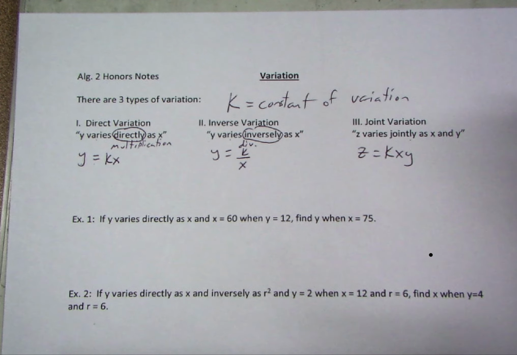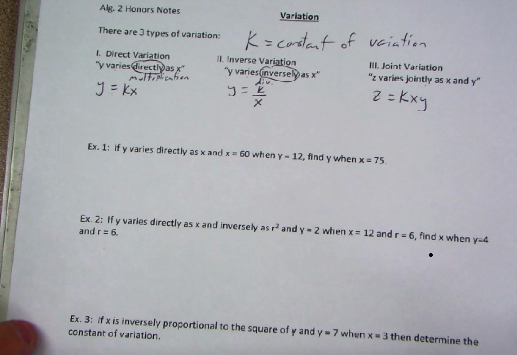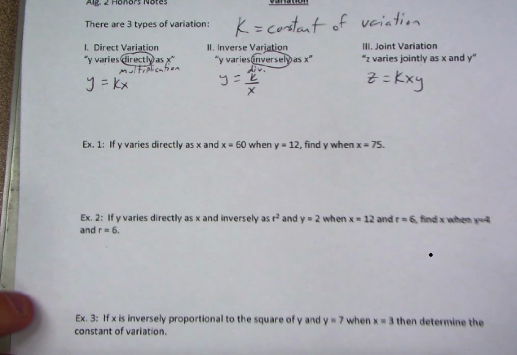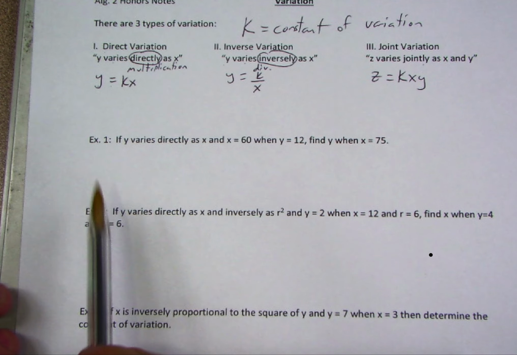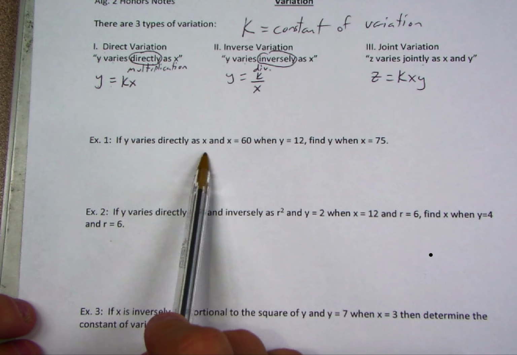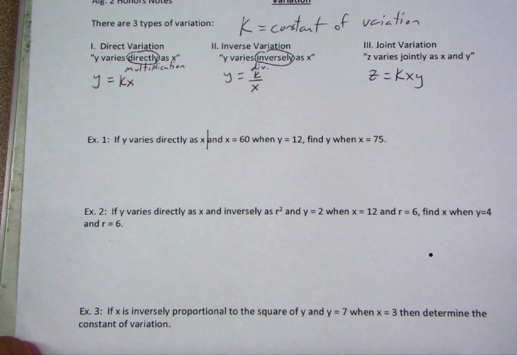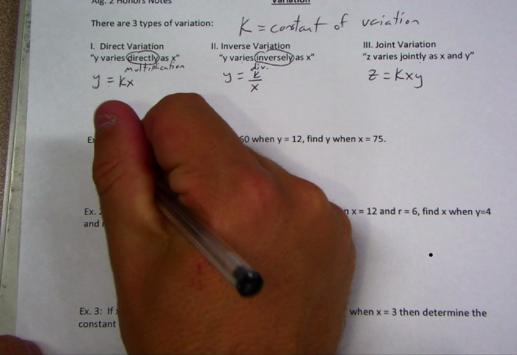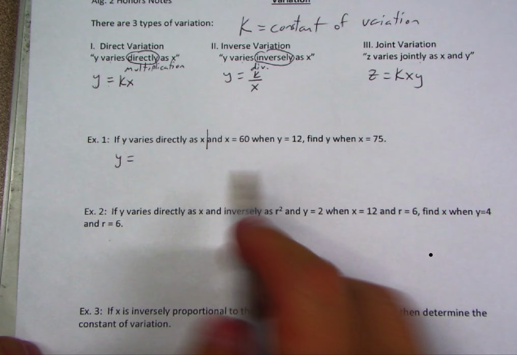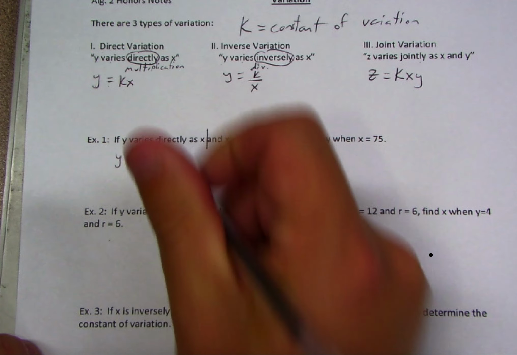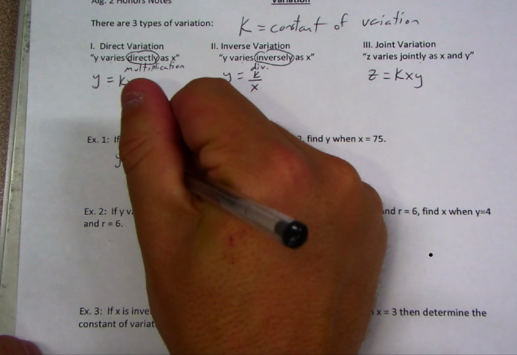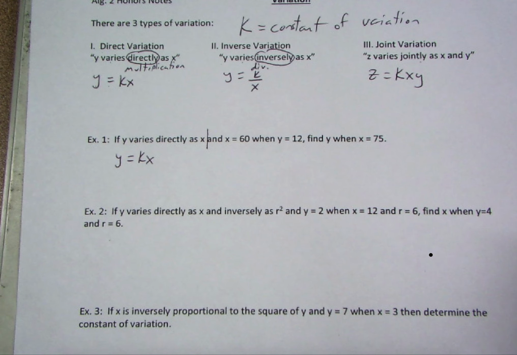If you can set up the equation correctly, the rest of the problem is going to go so smoothly, I promise you. So let's do some examples. We're always going to break these down into three steps. It says y varies directly as x, and I stop and I write the equation that links these before I even look at all this stuff over here. Y varies, y equals. Directly means k times, in this case, x. That's step one.